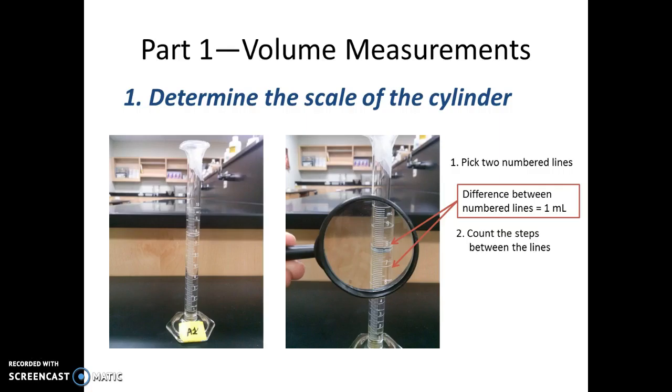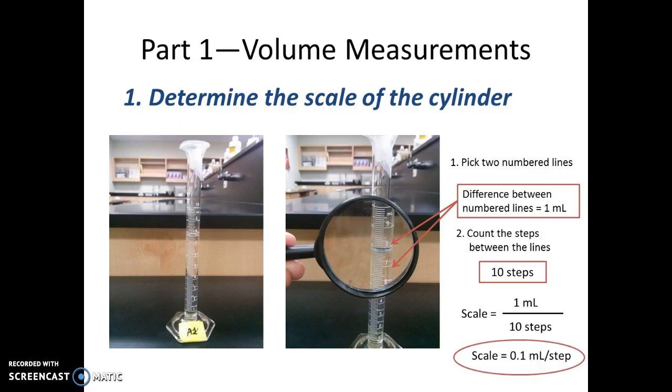Next, I'm going to count the number of steps or increments between the numbered lines. If I start at 7 and count the steps up until I reach 8, I find a total of 10 steps between my 2 numbered lines. To find the scale of the graduated cylinder, I take the difference between my numbered lines and divide it by the number of steps. So 1 milliliter divided by 10 steps gives a scale of 0.1 milliliters per step.